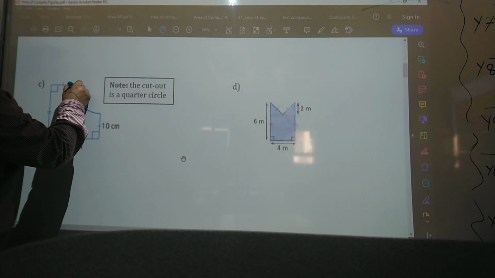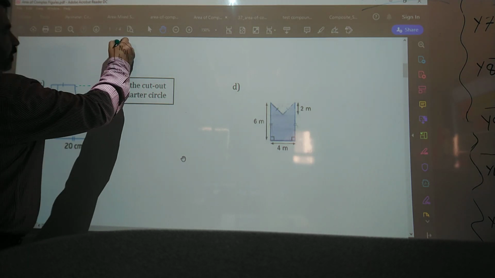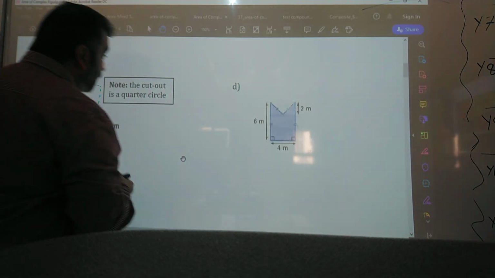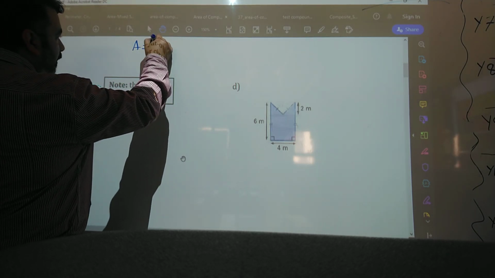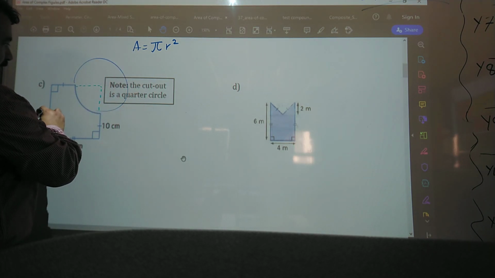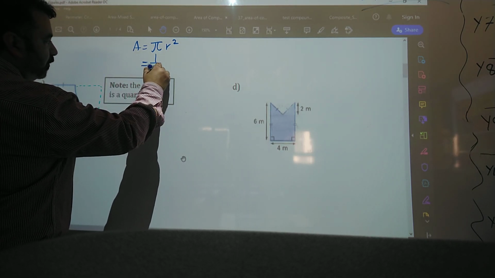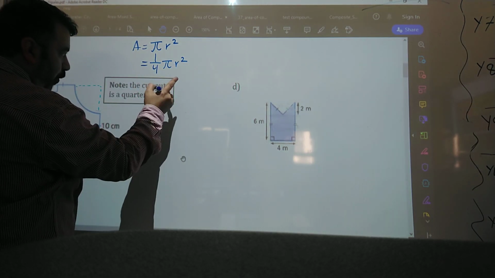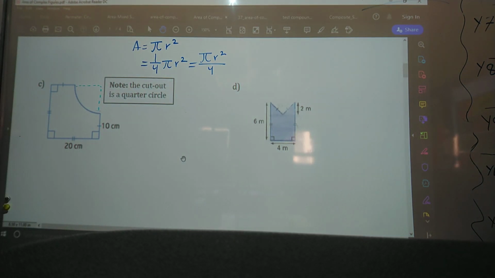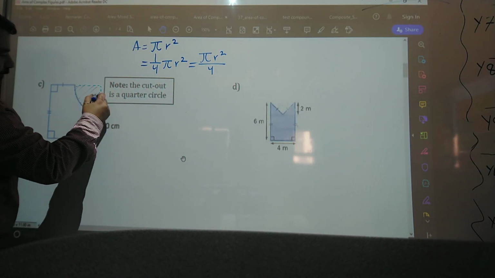Now, which part is cut from the square? This part. Now, this part is considered a quarter circle. If the area of the circle equals what? Pi r squared. Now, is this a full circle? No, only here is a quarter. So you have 2 ways to solve it. Either you say 1 over 4 pi r squared, or you can say pi r squared over 4. It's up to you. Both are correct. But this is not our issue here. This is only to find the area of this part.